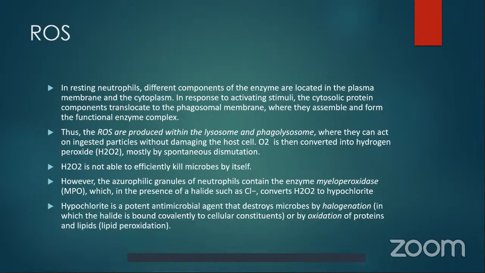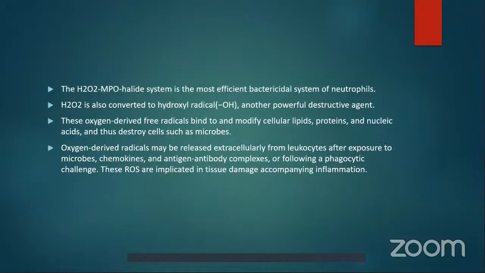So this myeloperoxidase enzyme, in the presence of a halide ion such as chloride, will convert the hydrogen peroxide to hypochlorite. Now this hypochlorite is a potent antimicrobial agent which will destroy the microbes by halogenation or by oxidation of proteins and lipids. So that is how reactive oxygen species will kill the offending agent.